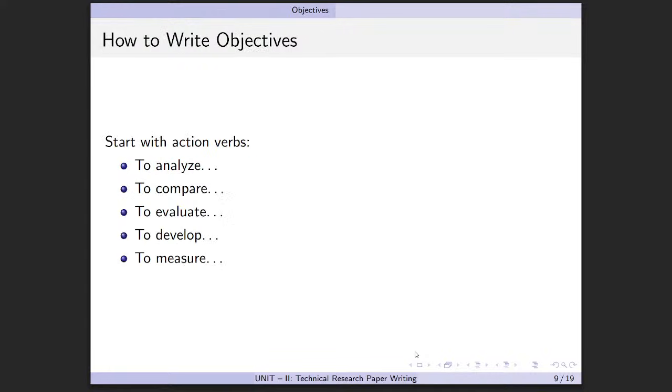Okay. So how to write the objective? To analyze, to compare. You need to start the sentence in such a way: to analyze, to compare, to evaluate, to develop, to measure. So this is how the objective section looks, and these are the objectives.